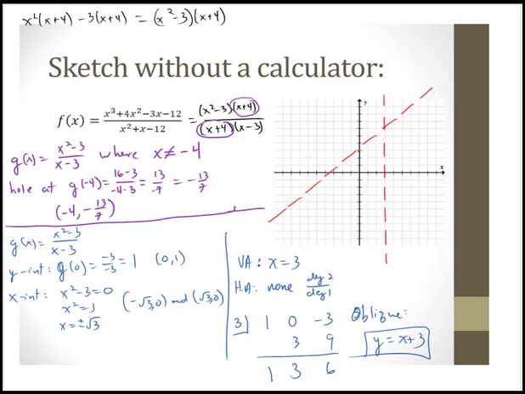Plotting the points that we know. We have a y-intercept of (0, 1). We have x-intercepts at negative root 3 and positive root 3. The square root of 3 is approximately 1.7. We have a hole at (-4, -13/7). Negative 1, negative 2, negative 3, negative 4, negative 13 sevenths. So negative 13 sevenths is negative 1 and 6 sevenths. That's about here.